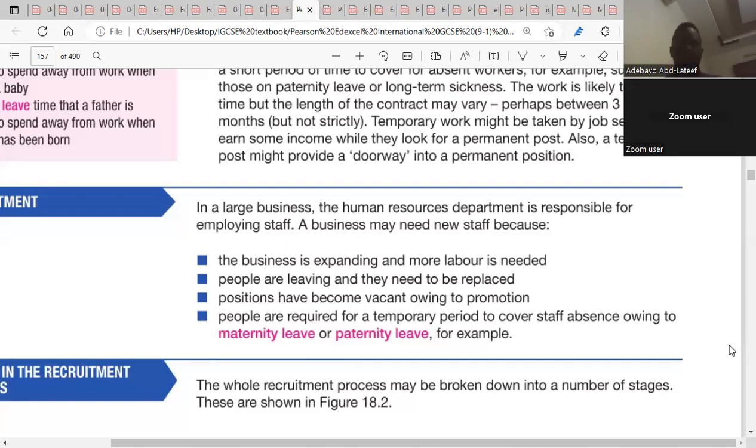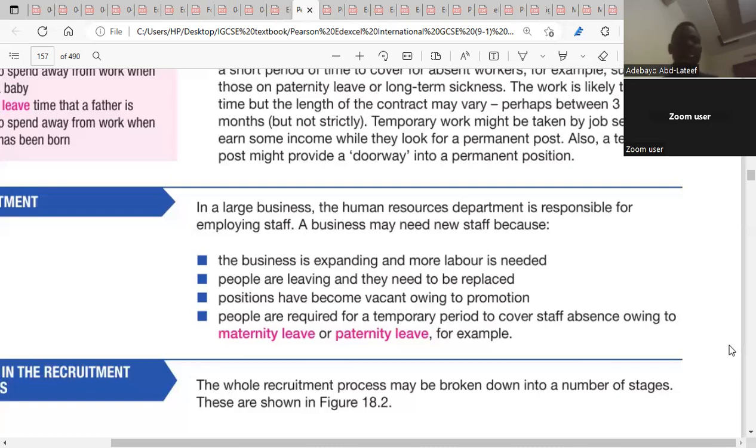The third one, positions that become vacant owing to promotion. What is promotion? Promotion is elevation from a position to a new position. That means you've moved upward, you've moved forward from your previous position to a new position, upward. So that means if you have been promoted, the position you were before would need to be filled by someone else. Yes or no? Yes. So that's another reason why a business needs to employ new staff.